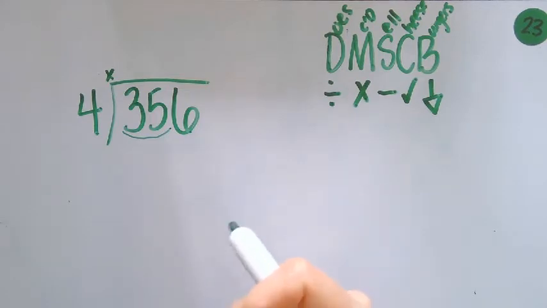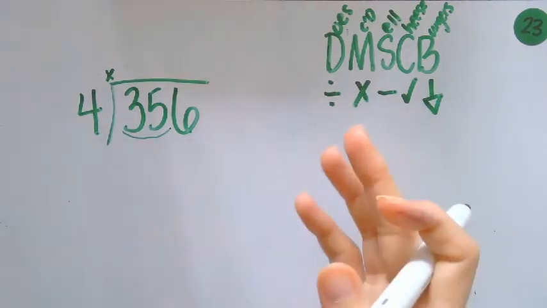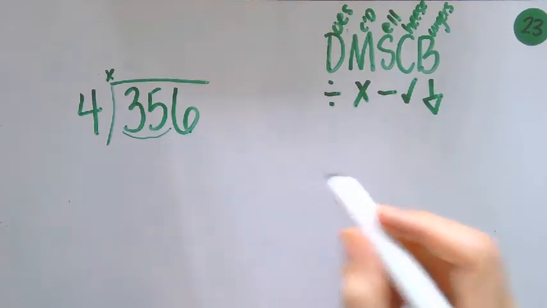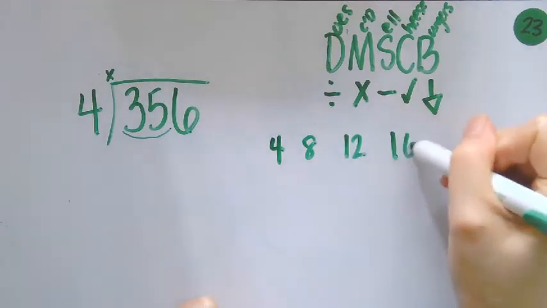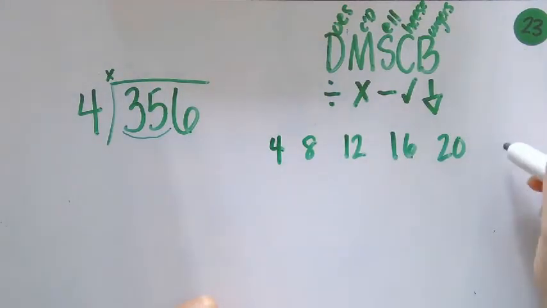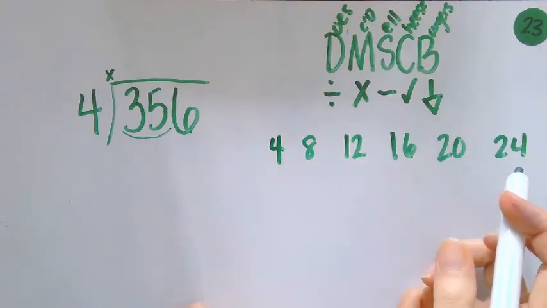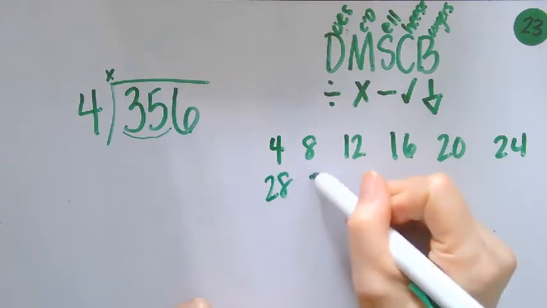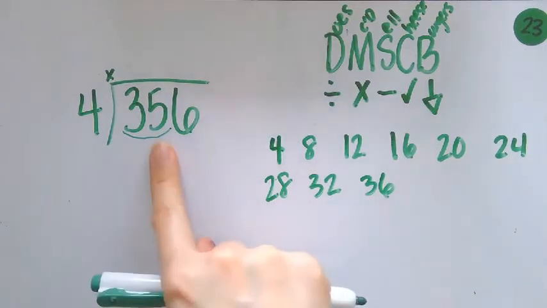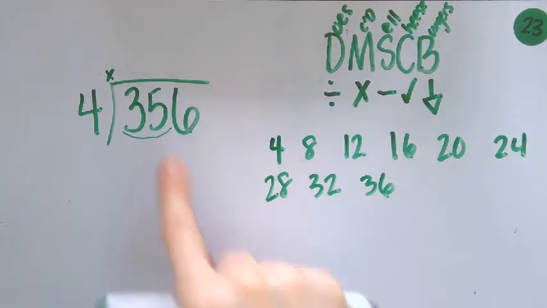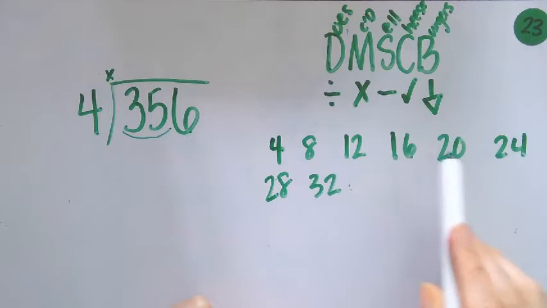This is where your math grid becomes handy, or just using your mental math or going through your multiples. If you need to write down your multiples off to the side, you can do that. But also remember that we're practicing our math facts to help us become fluent. So I'm going 4, 8, 12, 16, 20, 24. What's next? 28, 32, 36. I'm going to stop because I see that 36 is greater than 35, so definitely can't be this one. So 1, 2, 3, 4, 5, 6, 7, 8.